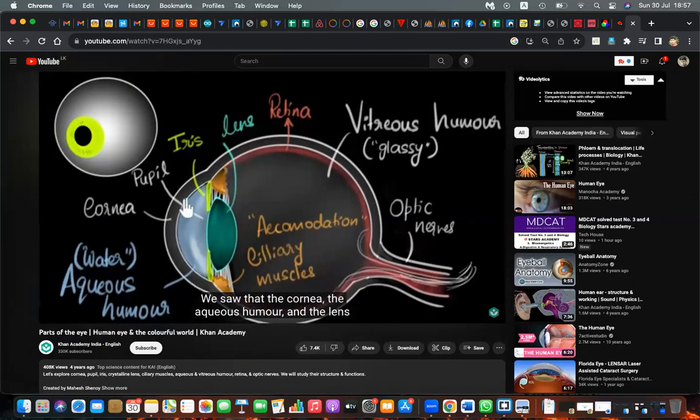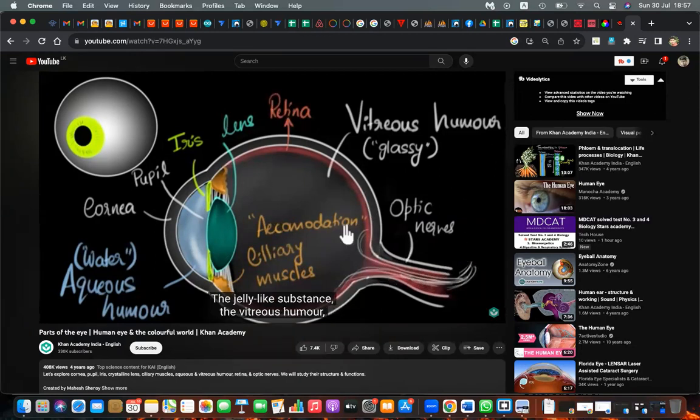We saw that the cornea, the aqueous humor, and the lens together form a converging system whose sole job is to focus rays of light onto the retina. The retina contains light-sensitive cells whose job is to convert light into electricity. These electrical signals are carried out by optic nerves. Their job is to carry the signal all the way to the brain so that the brain can process the information.